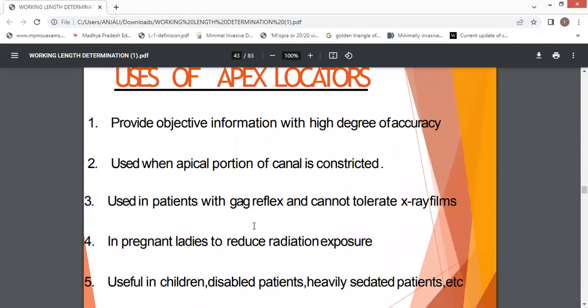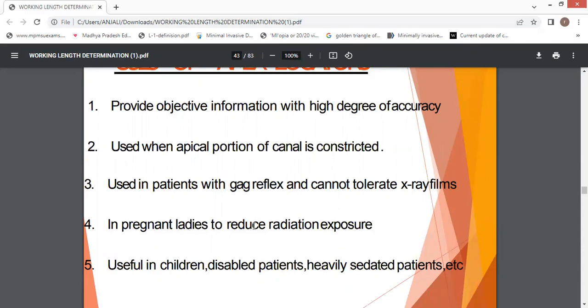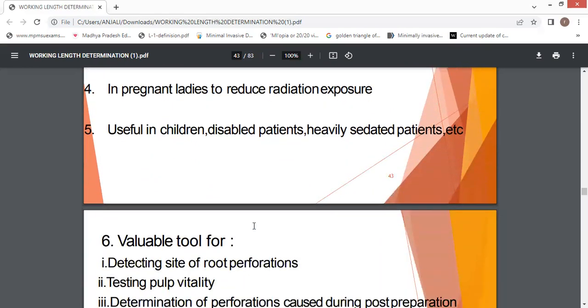Uses of apex locators. They provide objective information with a high degree of accuracy, and are used when the apical portion of the canal is constricted. They are used in patients with a gag reflex who cannot tolerate X-rays, and in pregnant ladies to reduce radiation exposure. They are useful in children, disabled patients, heavily sedated patients, etc.